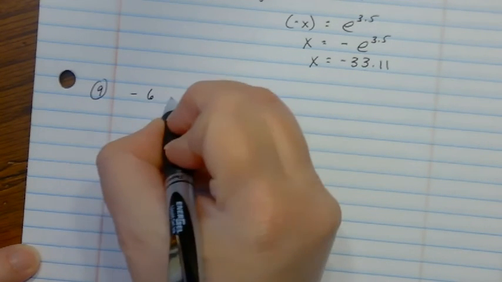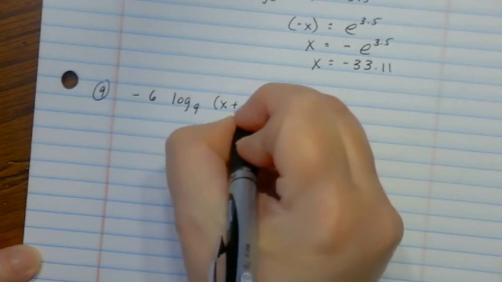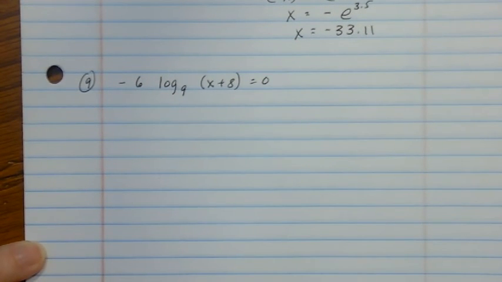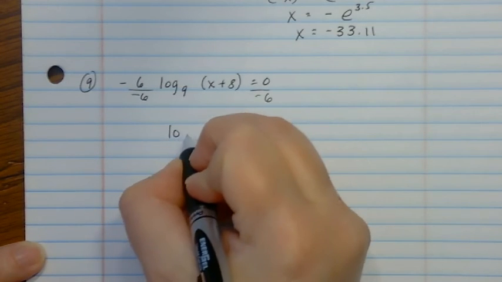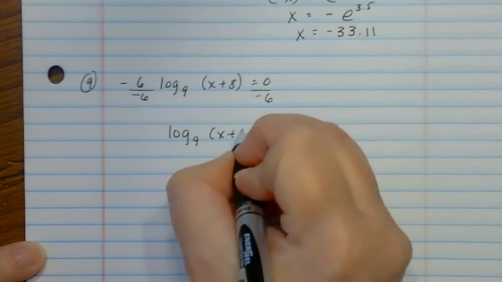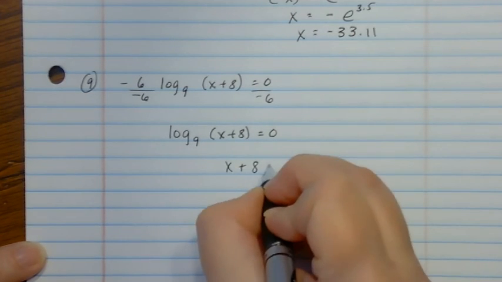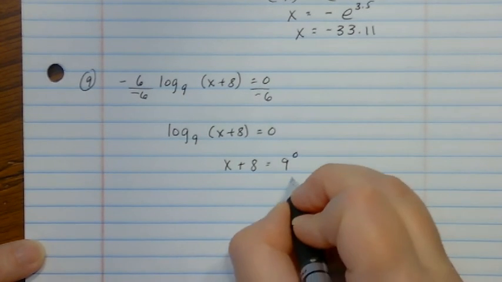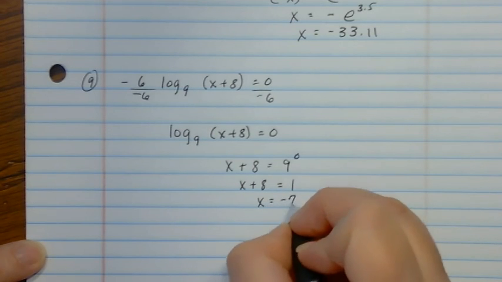Example number 9. Negative 6 log base 9 of x plus 8 equals 0. So I'll start this one off by dividing by negative 6. So I get log base 9 of x plus 8 equals 0. So x plus 8 equals 9 to the 0 power. And any number to the 0 power is 1. Subtract 8 from both sides and you get x equals negative 7.